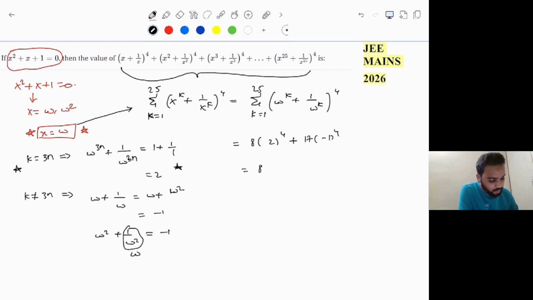So which is finally 8 times 16 plus 17 times 1. And then you can calculate this value. You will get the answer as 145.